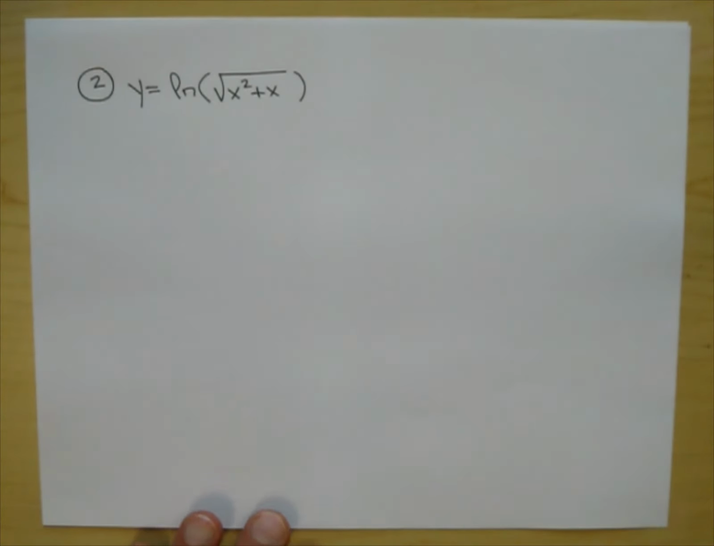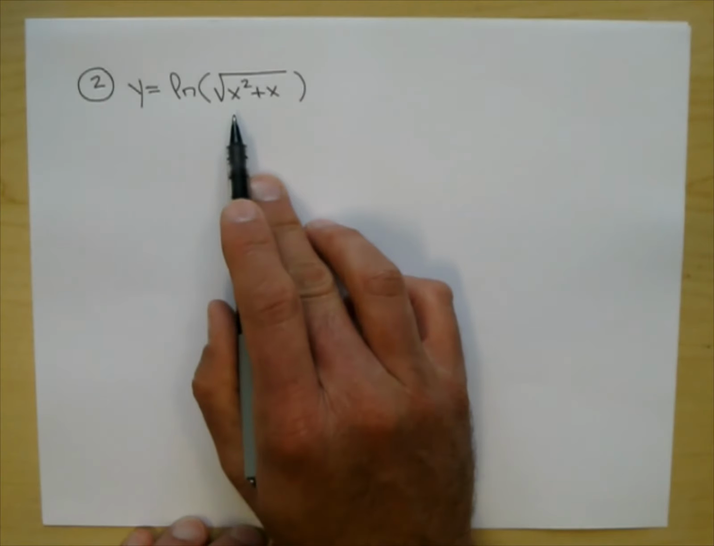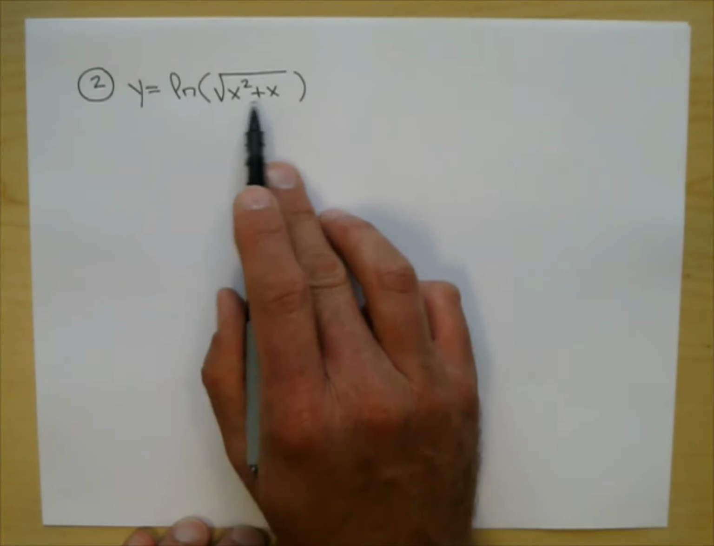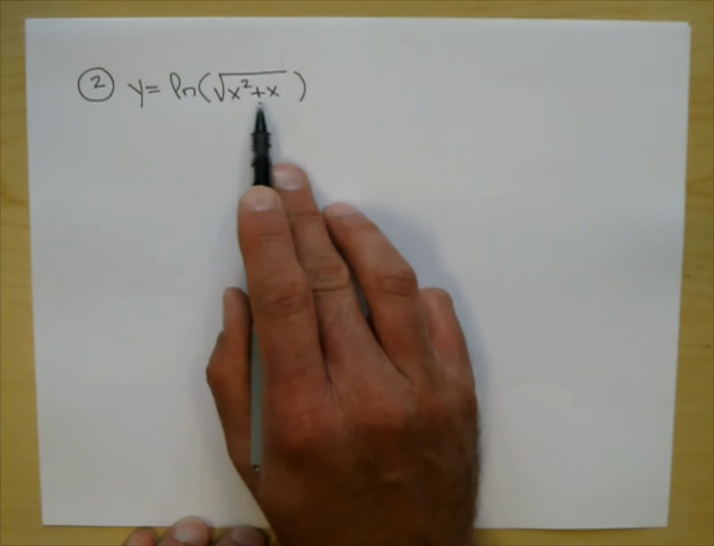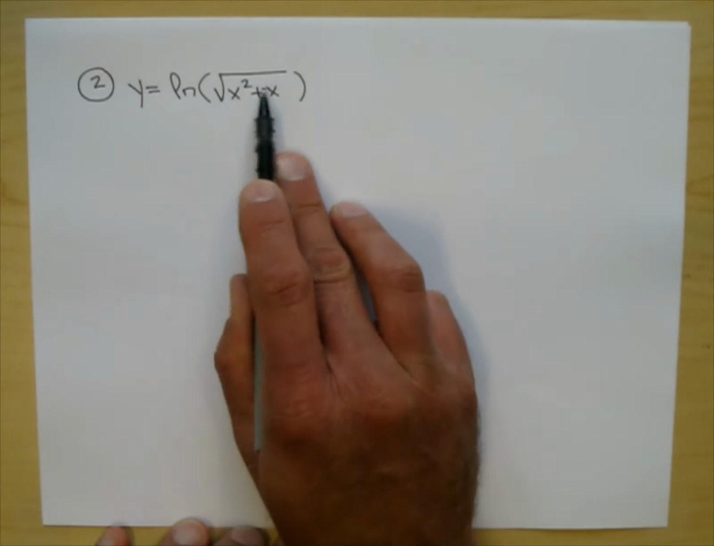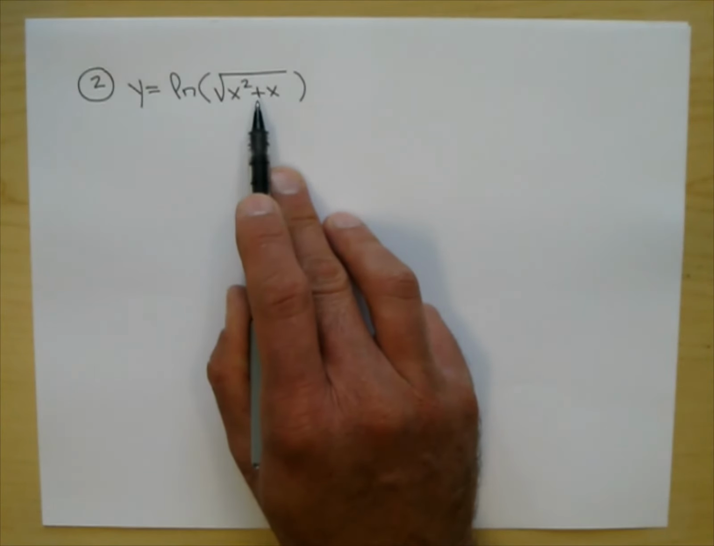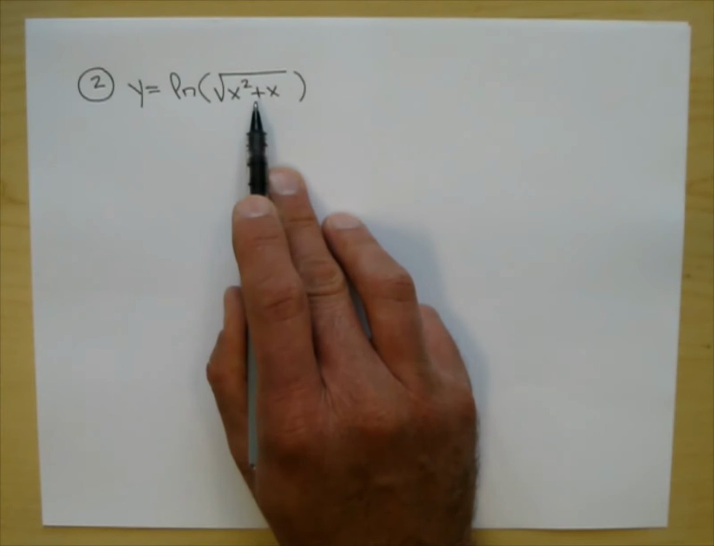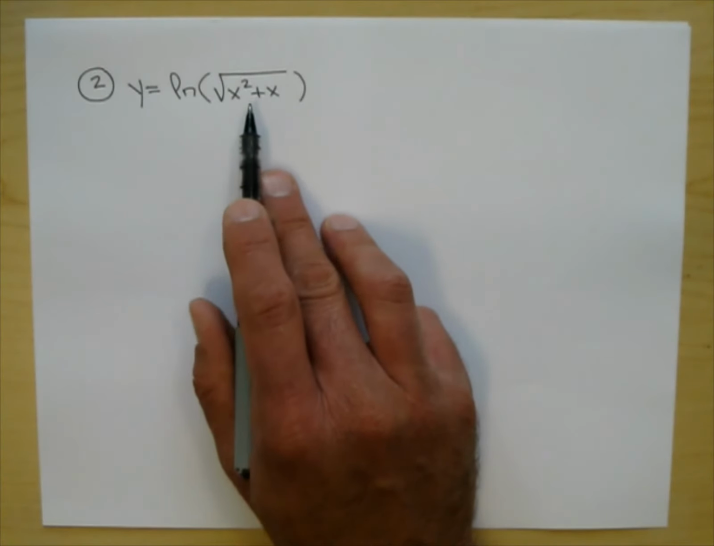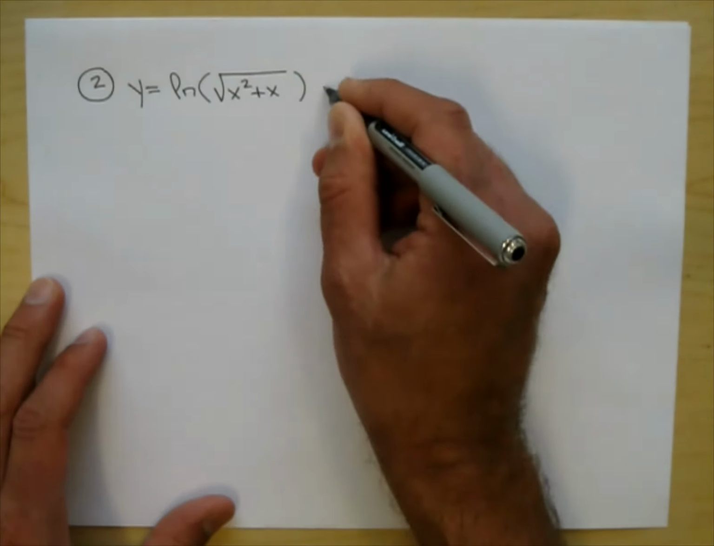Okay, we have the ln of something. So this is another ln something problem, and that's all right. We want to practice this. This something is a little more complicated than the something on problem number 1. This something has a square root, which I am going to go ahead and write as the 1/2 power. So that's what I'm going to do.